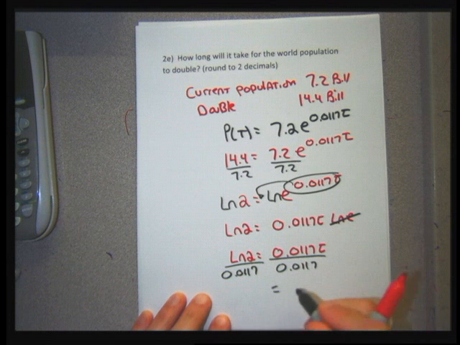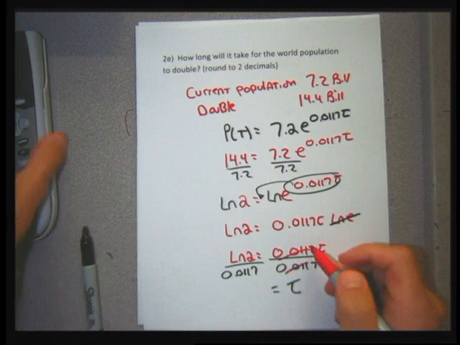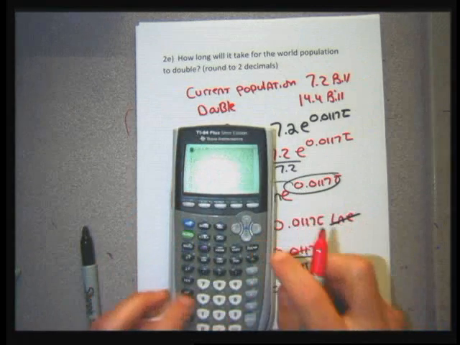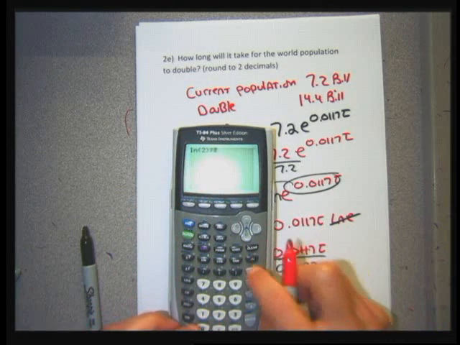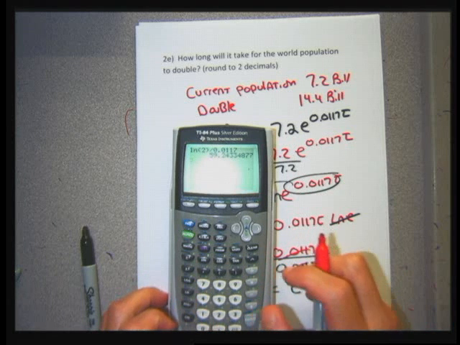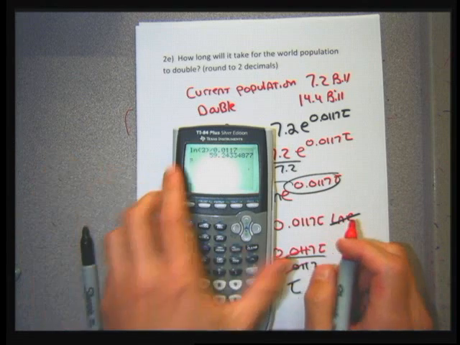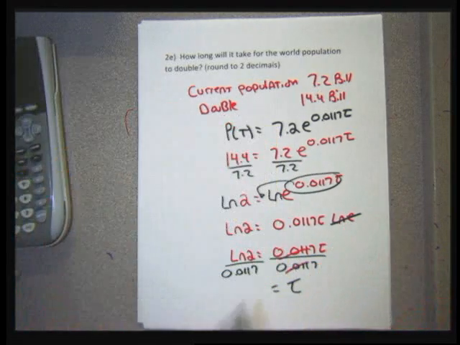On the left side, I need calculator. On the right side, I'm going to get my answer because I'm going to be left with a t. So it's just going to be the natural log of 2 divided by 0.0117. And when I do that, it says round to 2 decimals. I get in 59.24 years. I'm really inconsistent with my rounding here.